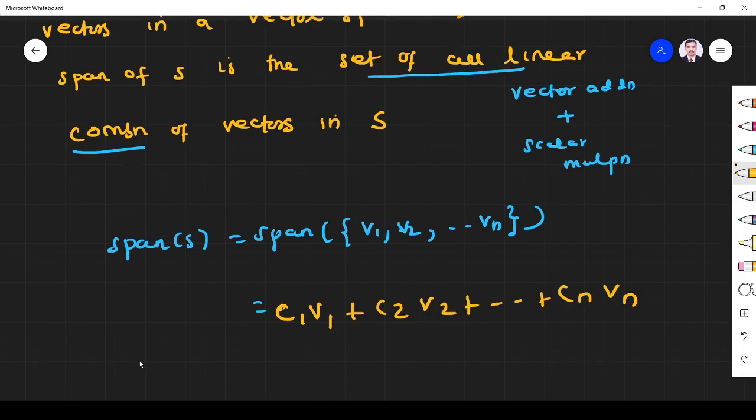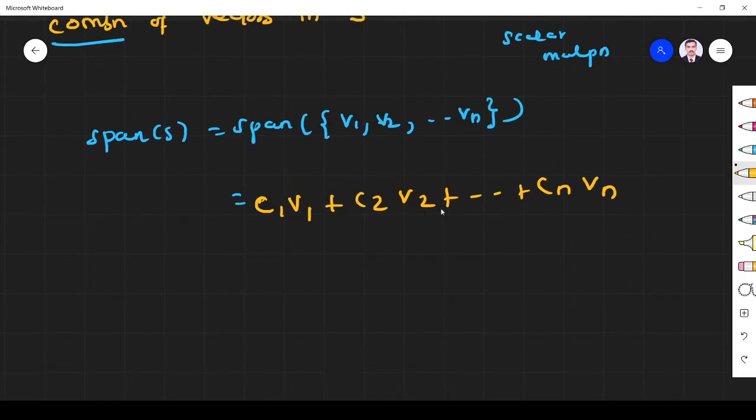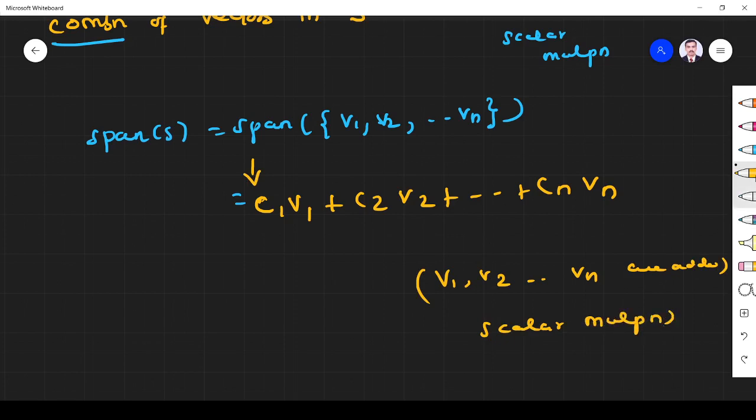Here you see all the vectors V1, V2, Vn are added, so vector addition is there. Second, you see these vectors are scaled by a scalar, so scalar multiplication is there. The vector is multiplied by a scalar. So this is what a linear combination means.